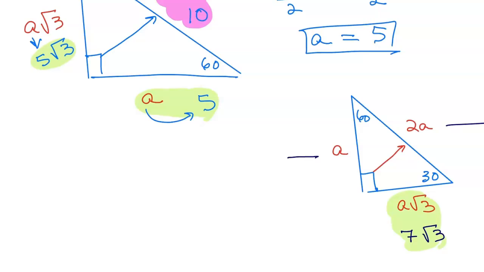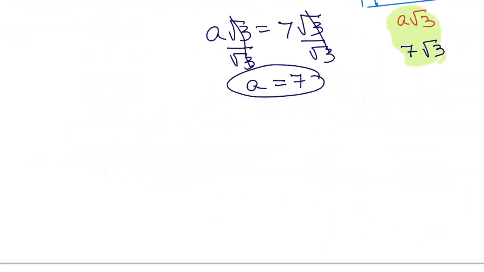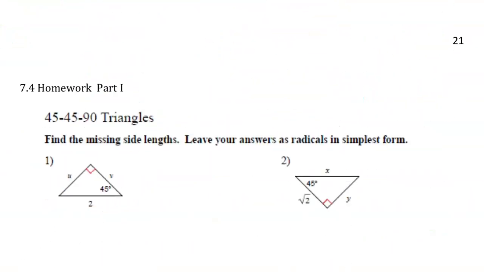Right here you can. You can say A root 3 equals 7 root 3. Divide both sides by root 3 so that you can get A by itself. The root 3's both cancel and you get A is 7. That means you can use this A, and that side length was A, so it's 7. The hypotenuse was 2A, so it's 14. Okay, so we've done 3 more examples. So hopefully that helps you. So let's look at this.